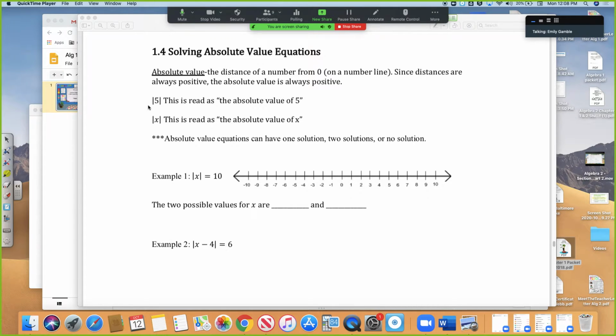All right, here we go. Let's start solving absolute value equations. We're in section 1.4 today. So the absolute value, I know you've seen this in pre-algebra. This is just a recap, but maybe solving absolute value equations is new.